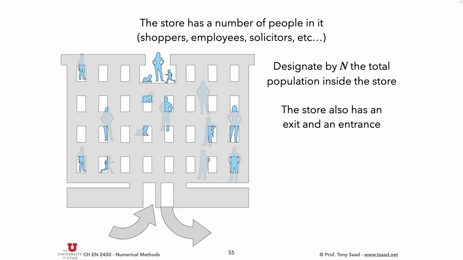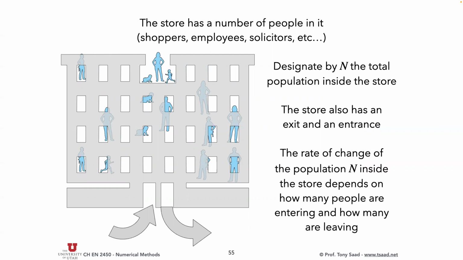The store also has an exit and an entrance. And people clearly go in, sometimes through the exit, sometimes through the entrance, like I do at Smith all the time. Oh, exit, I'm gonna go through here. But people go in and leave the store at any instant in time. So the rate of change of the population n inside the store, now we're thinking in terms of rates of change, so dn by dt is gonna depend on how many people are entering and how many people are leaving the store.